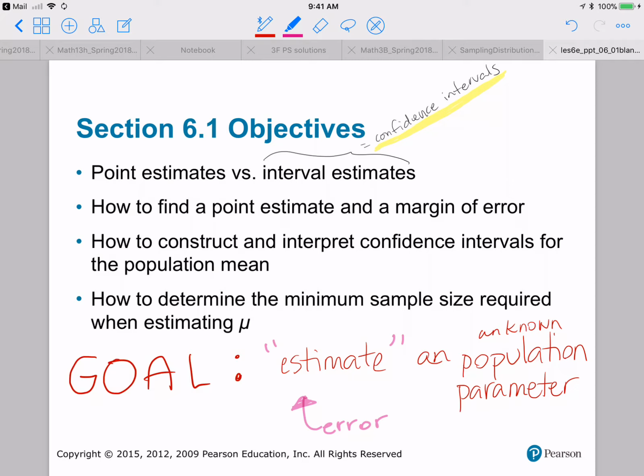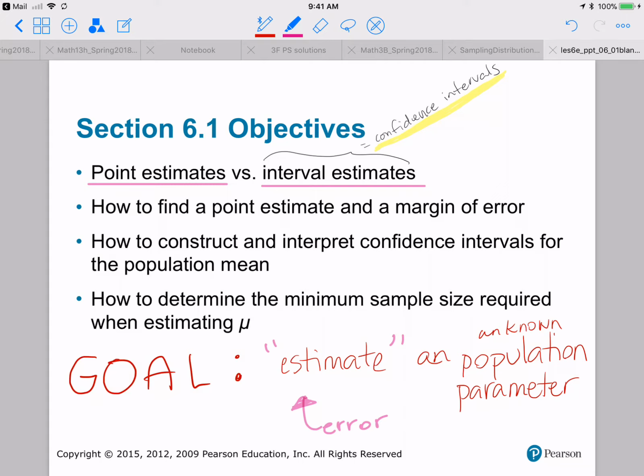Okay, so we've got two kind of ways to estimate an unknown population parameter. The first is with just a single number, which is a point estimate. And the second way is to give a range of values. So that is an interval estimate. Confidence intervals are our interval estimates. So we're going to learn about point estimates and interval estimates.